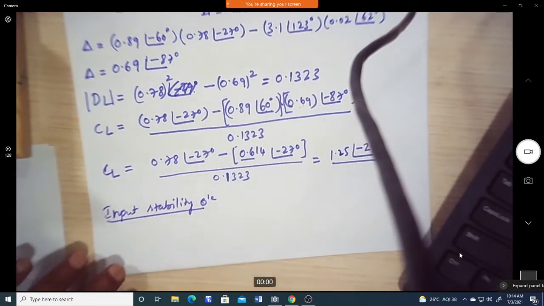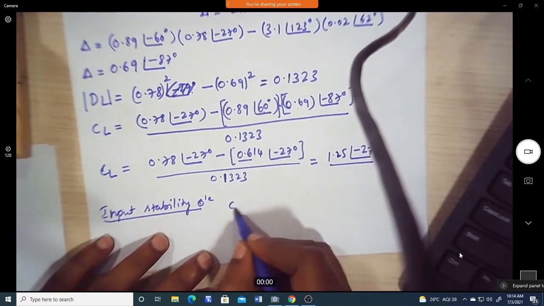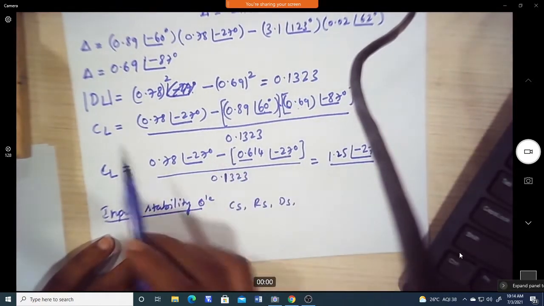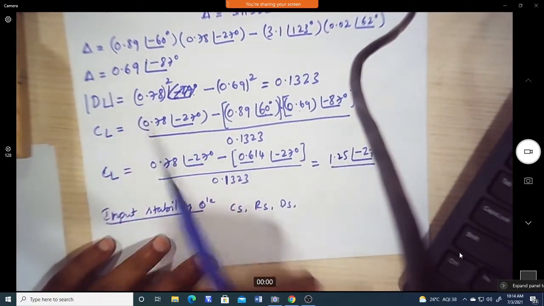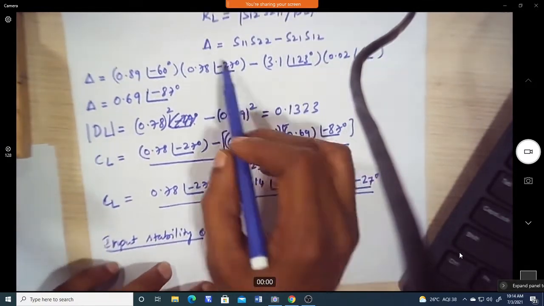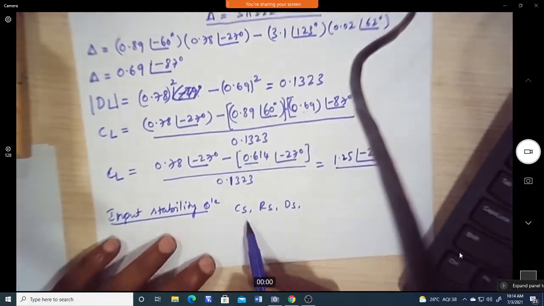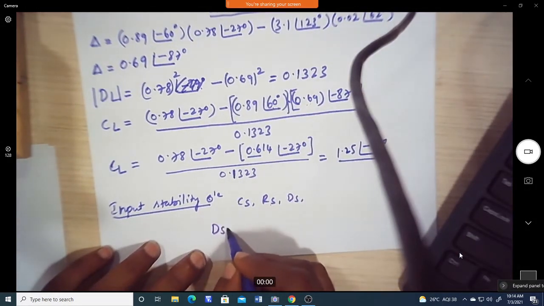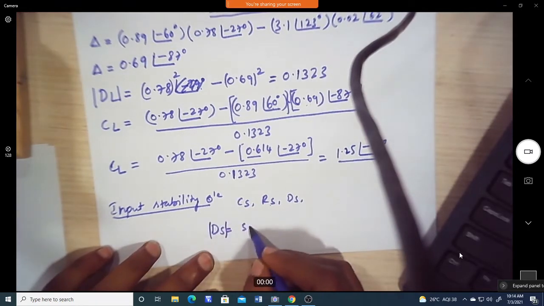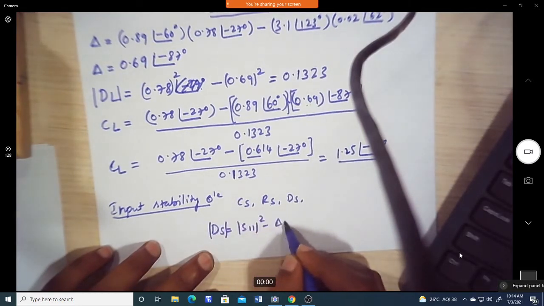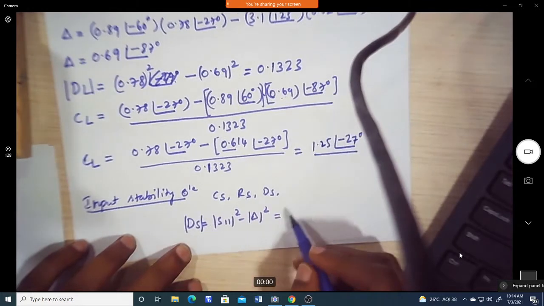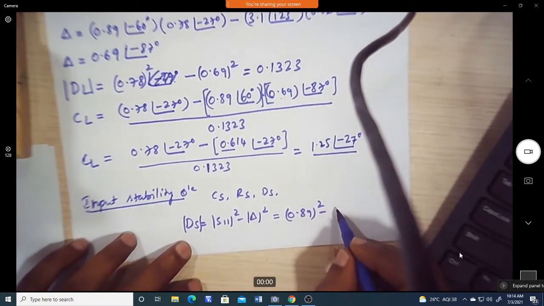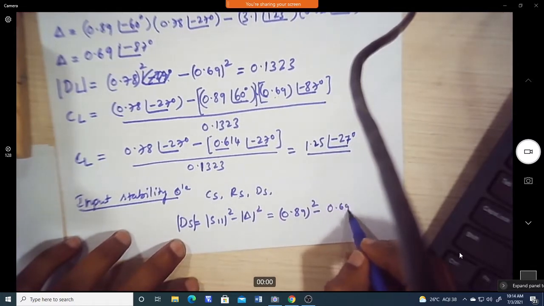Now for the input stability circle, again find out CS, RS, DS. Delta is already found out, so the same delta can be used because the delta expression is the same. Now we have to find out CS, RS and DS. First find out the magnitude of DS, that is S11 squared minus delta squared. S11 magnitude is 0.89 squared minus delta 0.69 squared.